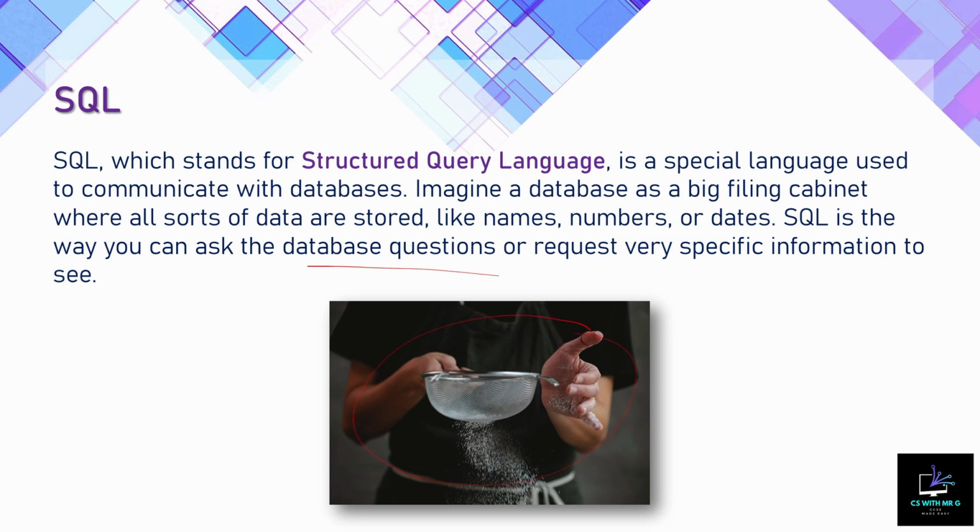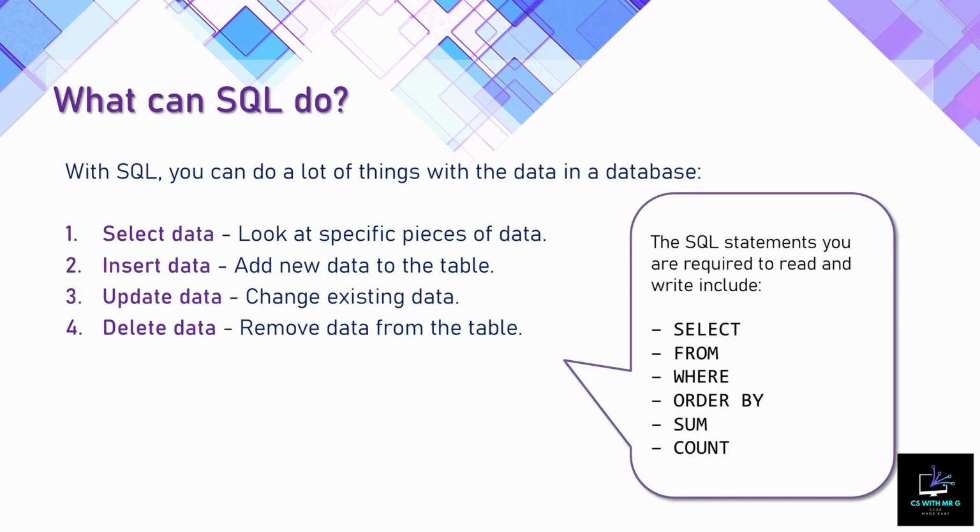As you can see there, I have a picture of a sieve which will filter out things, which is exactly what SQL does in a database. So the four things that we can do with SQL that we need to know for GCSE, we need to be able to select data, insert data, update data, and delete data. And we do so by using these command words here. So these 6 commands, we need to be able to use and understand when to use them.